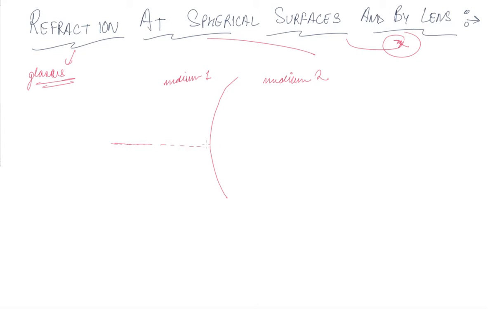like reflection in spherical surfaces, we have a principal axis. Now suppose from your principal axis, this is your point O. Suppose a ray is traveling from the point O. After striking this surface, there may be two things: either it can be reflected back or it will be refracted.